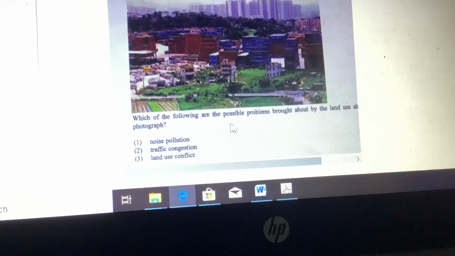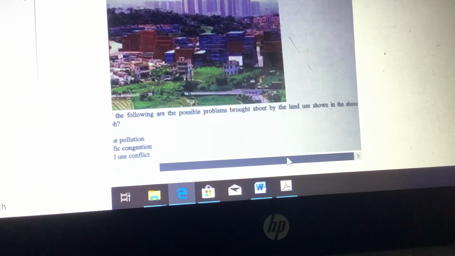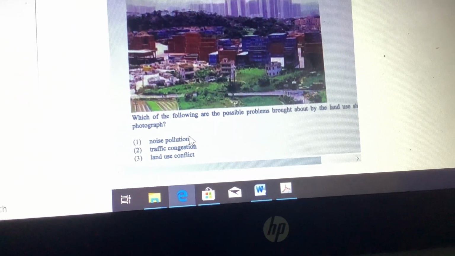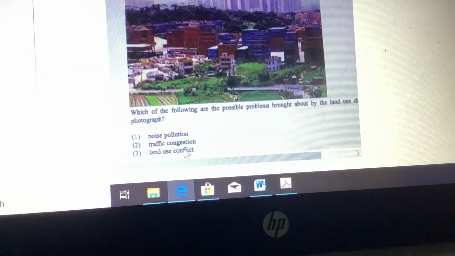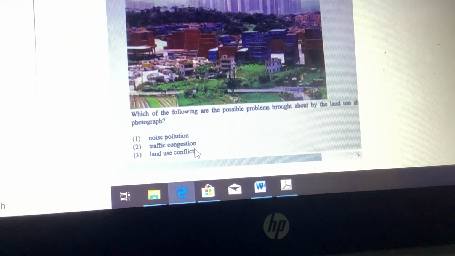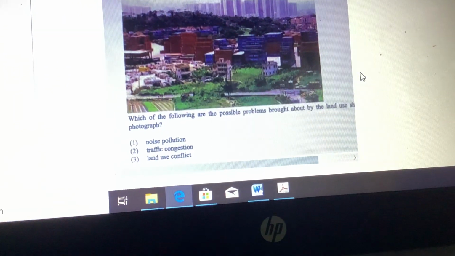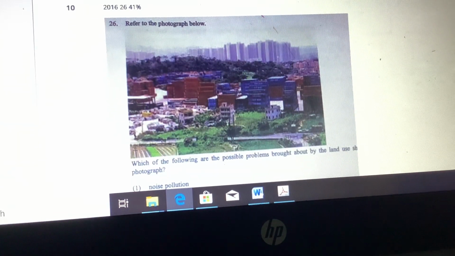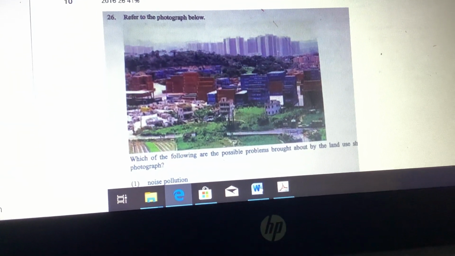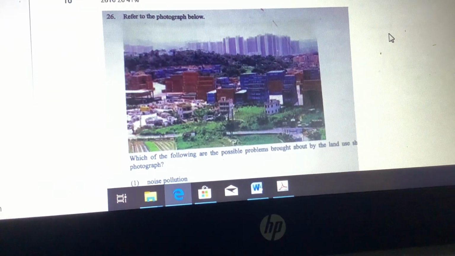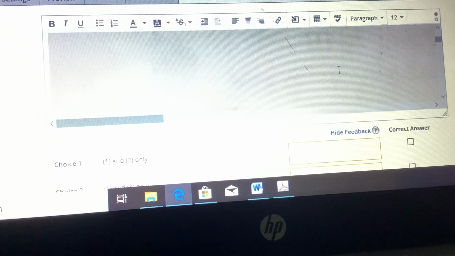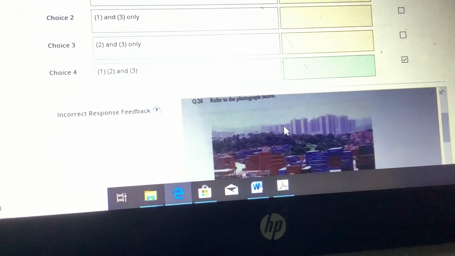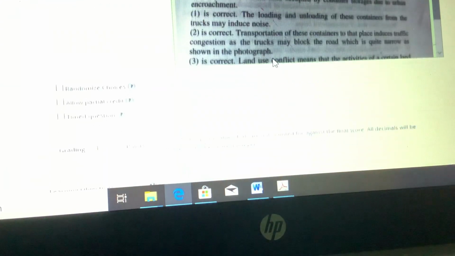So what are the possible problems caused by this land use shown in the above photograph? Noise pollution, isn't it the case, by moving the containers day by day? How about traffic congestion? Is it the case? Yes. How about land use conflict? Not many people got it right. Is it wrong? Right or wrong? Let's see.